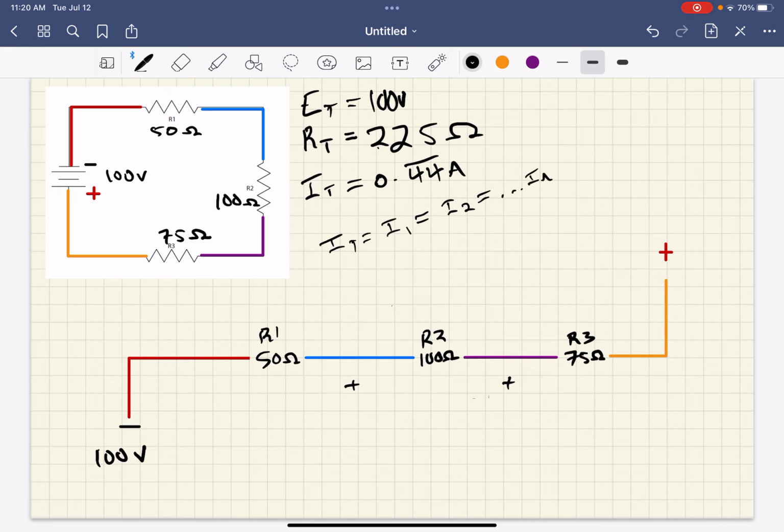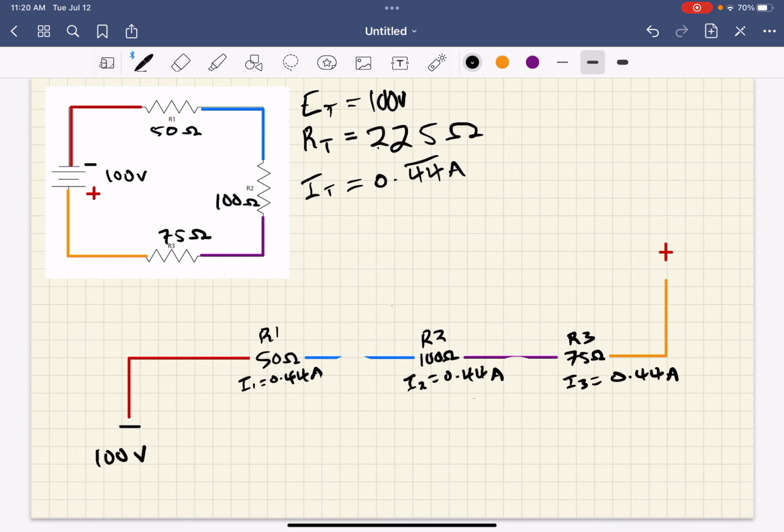IN, right? This is just saying that my current's the same everywhere in a series circuit. My current here, IT, for the total circuit, is going to be the same as R1. So my I1 would also equal 0.44 amps. And same for R2, or I2 for current, 0.44 amps. And same for I3, 0.44 amps. Because current only has one, basically, way to get through all of this.